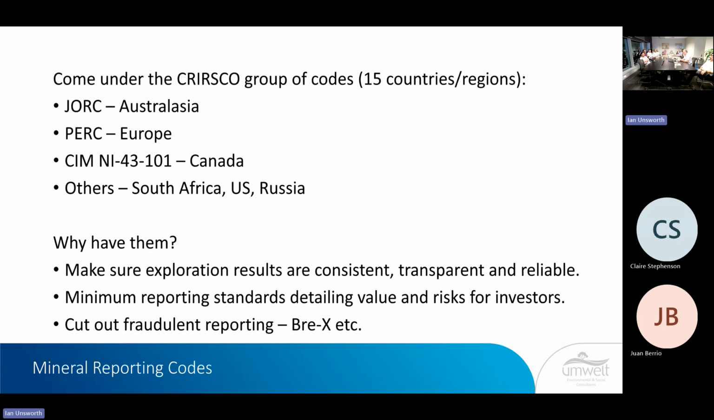So why do we have them? To make sure that exploration results are consistent, transparent and reliable for the investor. This is all about investor confidence. You, the miner, are trying to get investment from the bank or internally or whoever, and to make sure that there's a minimum reporting standard that details the value and the risk for the investor. That's all laid out in the codes, but what they don't say in the codes is that it's also trying to cut out fraudulent reporting.